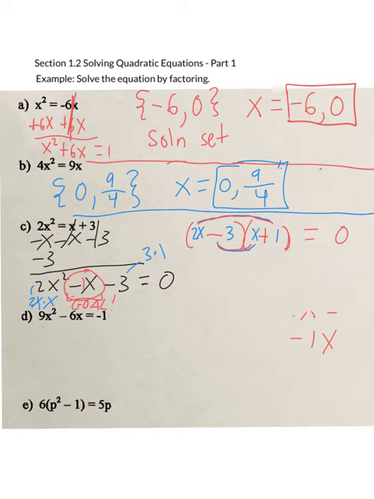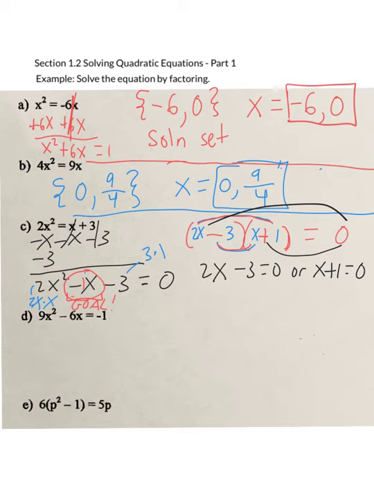So that was the hard part, when you get a trinomial that does not have a 1x squared in front. So that factored into 2x minus 3 times x plus 1. Now I'm ready to set each factor equal to 0. So I set the 2x minus 3 equal to 0, or the other answer, x plus 1 equal to 0.